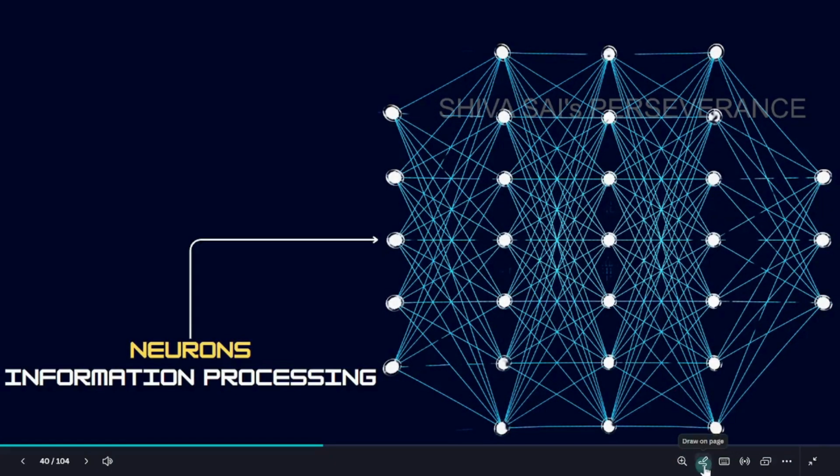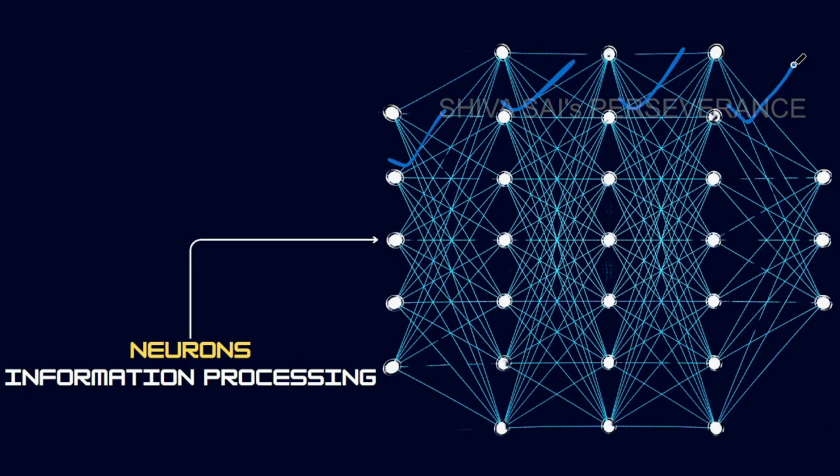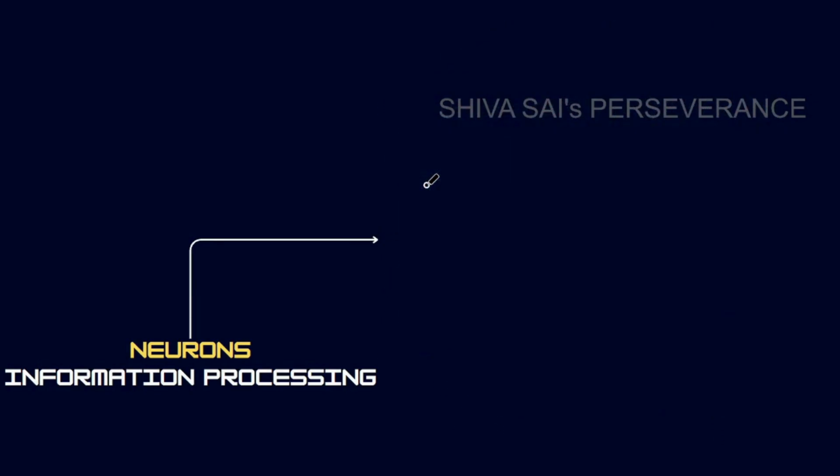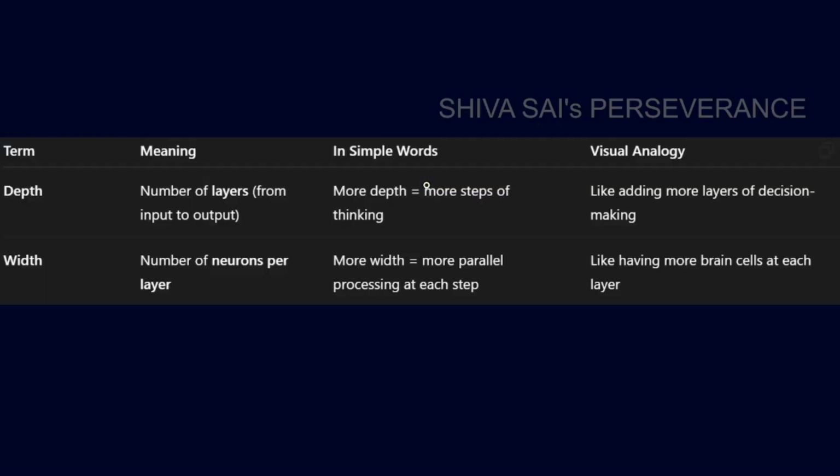So let me showcase it. These are actually neurons, which are used for information processing. Now we have something like depth and width also here. So let's understand what is depth and what is width. See, depth is the number of layers from input to output. You got it, right? So that is depth.